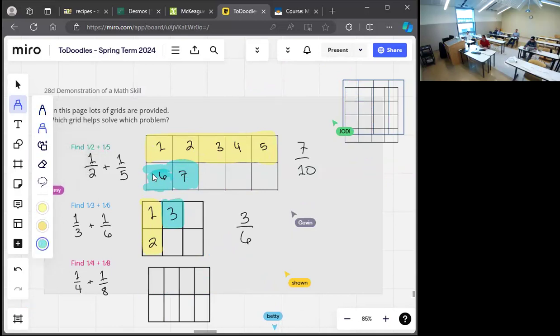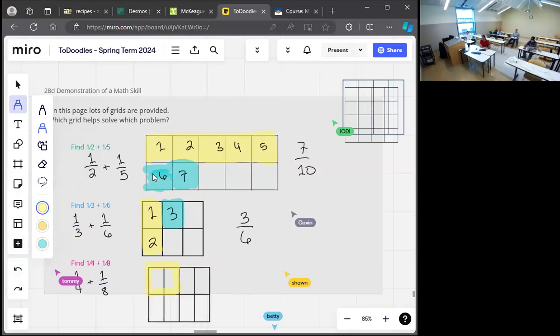And on this one, I want to shade a quarter. So, oops, let me do yellow first to be consistent. So here is a quarter. Everyone okay that that's a quarter? Because I can just do that. No problem on this then.